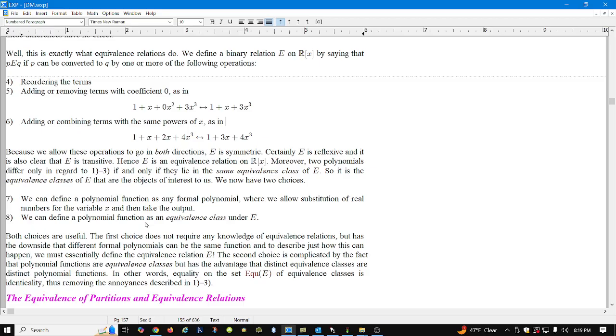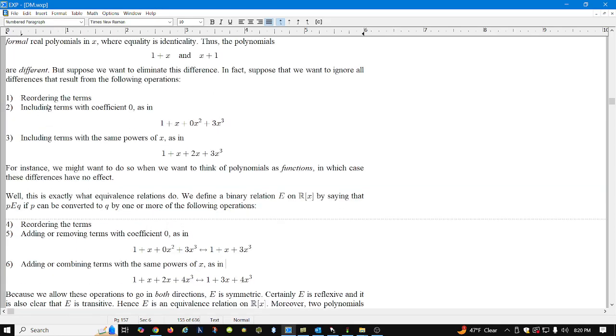The second choice is complicated by the fact that now polynomial functions are sets, they're equivalence classes. But the more comfortable you get with equivalence classes, the easier it is to cope with that, really. And it does have the advantage that distinct equivalence classes are distinct polynomial functions. So you don't have the ambiguity you had in the other case. Equality on the set of equivalence classes is identicality. That removes the annoyances that we have up here.